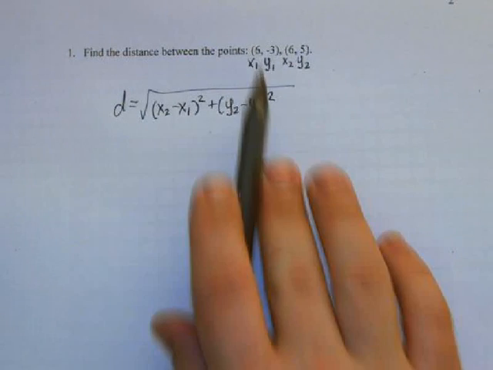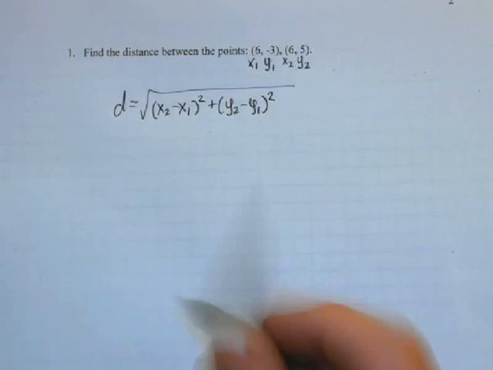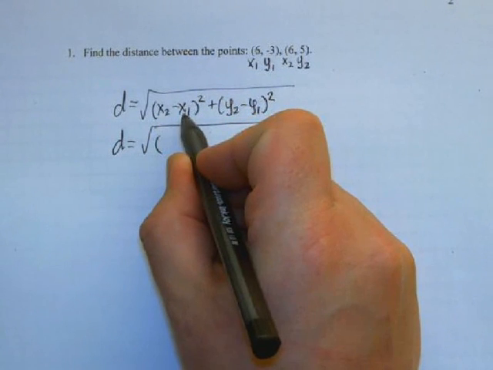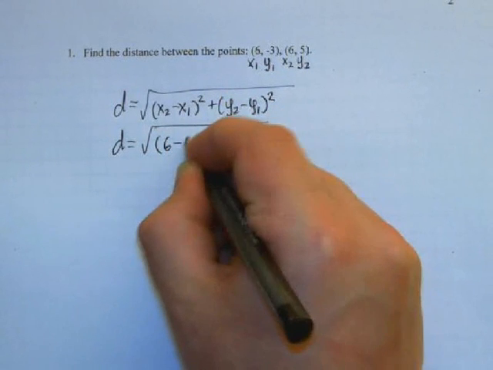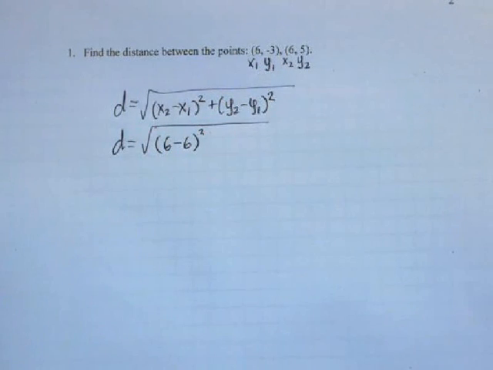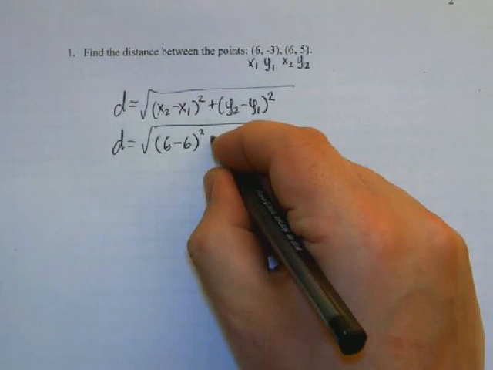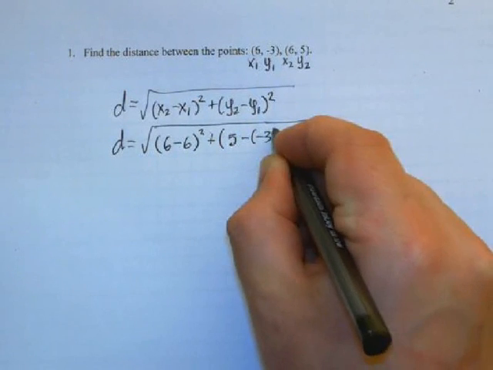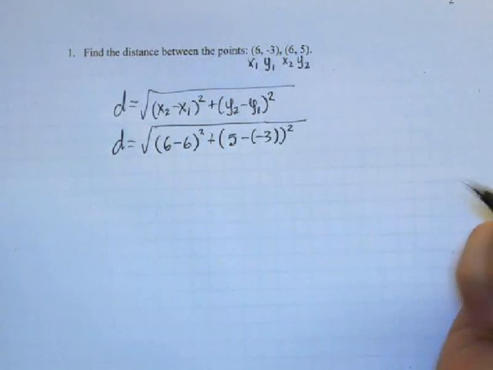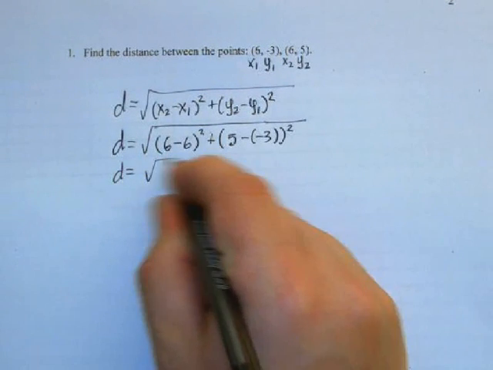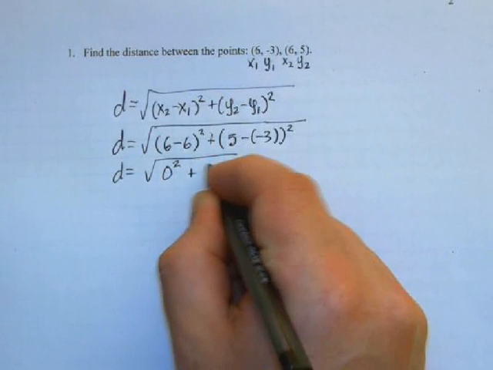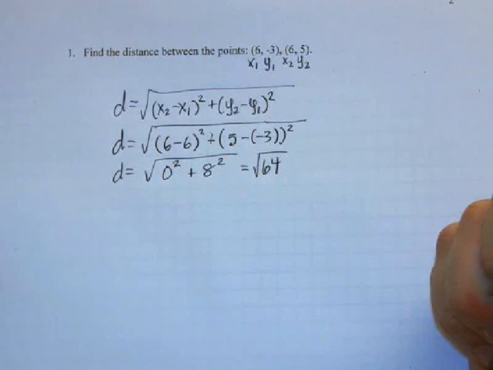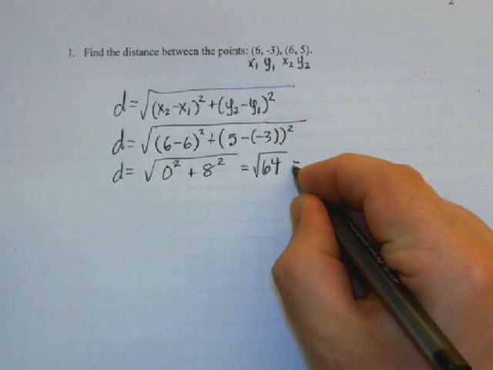So for each of these four values, we'll plug them into the appropriate spot in the formula. So x2 minus x1 would be 6 minus 6. And then y2 minus y1, 5 minus negative 3. So I get 0 squared plus 8 squared, radical 64, which is simply equal to 8.